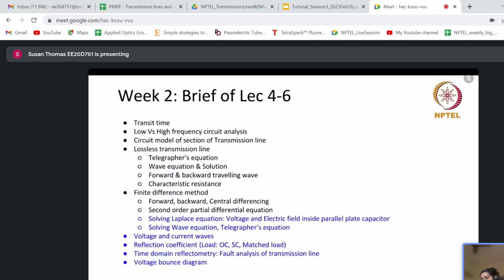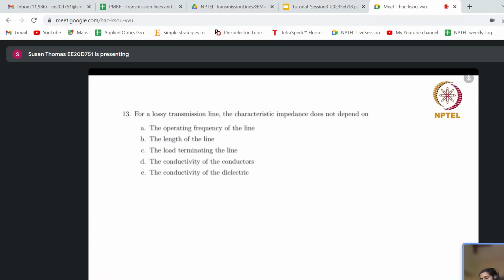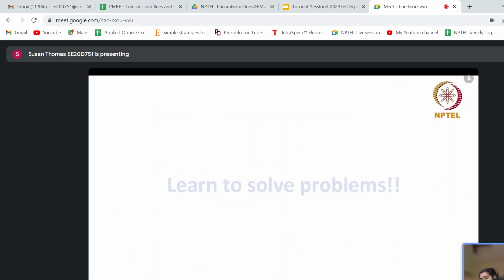To calculate the input impedance, we have the equation Zin is equal to Z0 into (ZL plus jZ0 tan beta L) divided by (Z0 plus jZL tan beta L). So this is the input impedance.